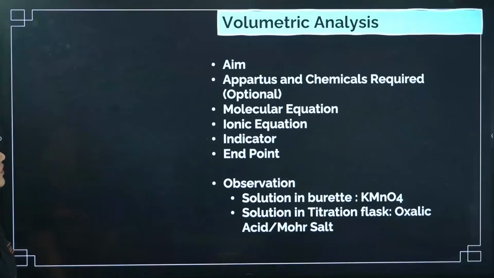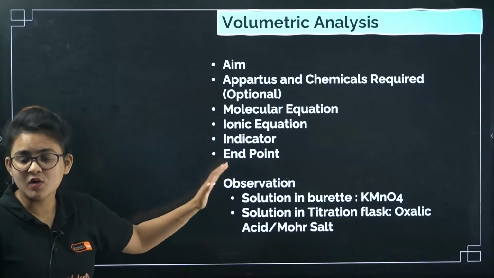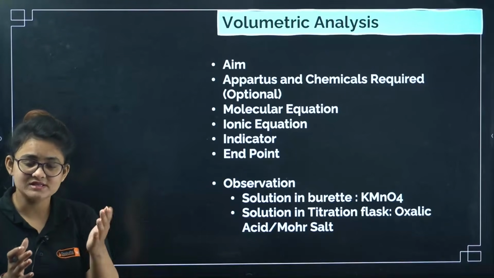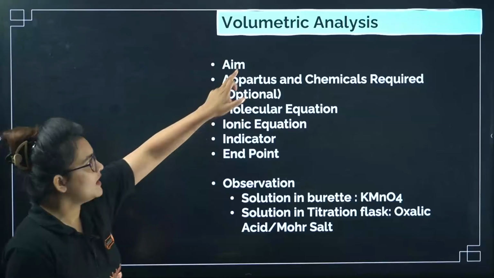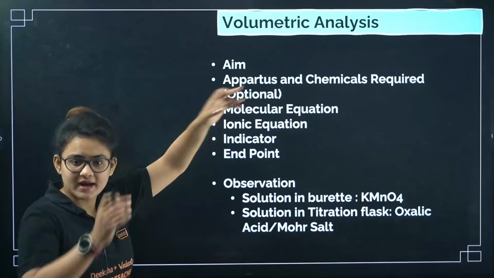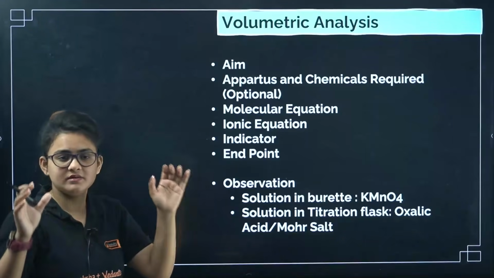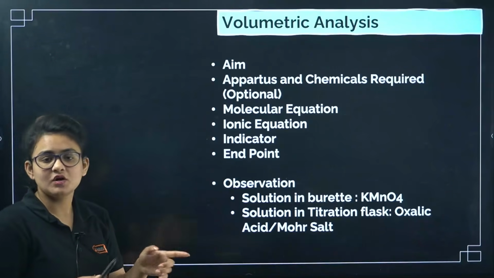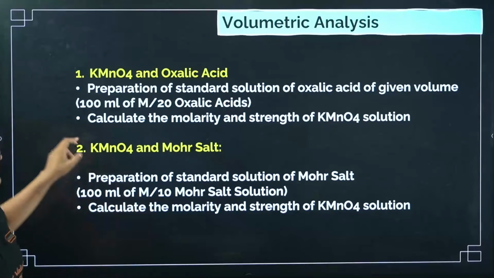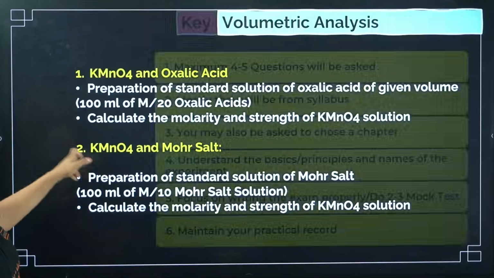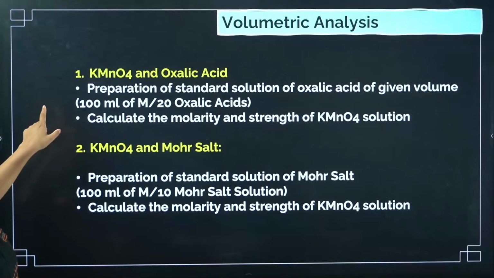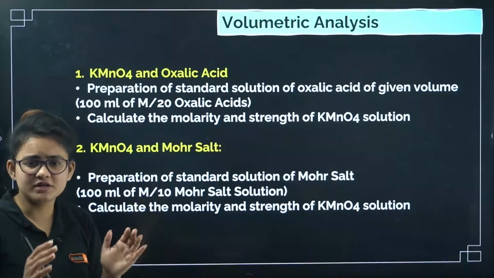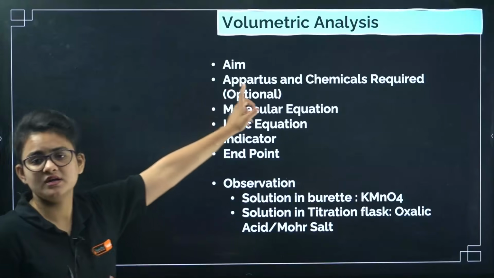So let's see how you should proceed. These are the points you have to remember for writing in your practical copy in your examination. First, you have to write the aim, at the very beginning, at the top of the copy. The aim is something that will be given in your question paper itself. Here, the volumetric analysis of KMnO4 versus oxalic acid will be given in your question paper, so from the question paper itself you can write down the aim.